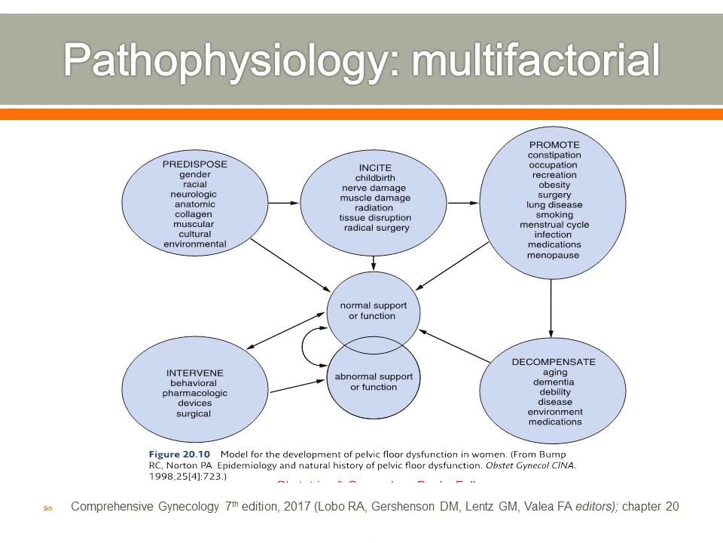Those risk factors that promote pelvic organ prolapse include constipation, occupation, especially when it involves heavy lifting, recreation, obesity, surgery, lung disease, smoking, because these are conditions that can cause chronic coughing, menstrual cycle, infection, medications, and menopause.